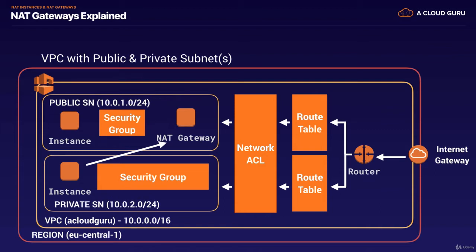A NAT instance is literally just a single EC2 instance. A NAT gateway is a highly available gateway that allows you to have your private subnets communicate out to the internet without becoming public. So we're going to start with NAT instances. I'll show you how to create one, and then we're going to move on to NAT gateways.